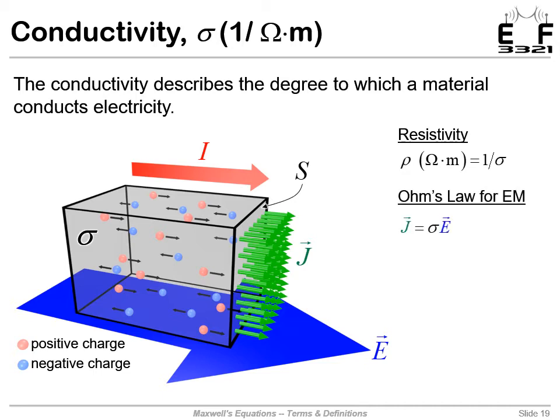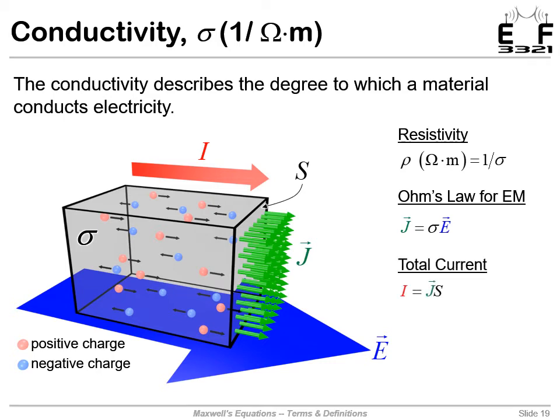Interestingly, we have Ohm's law for electromagnetics, where the current density equals the conductivity times the electric field intensity. This is just like I equals V times 1 over R. So in electromagnetics, this is how we write Ohm's law, and we will be using this later.